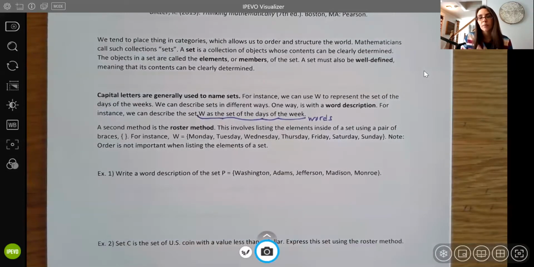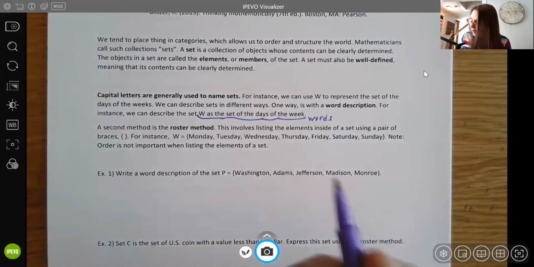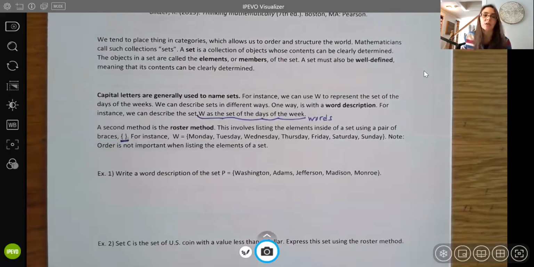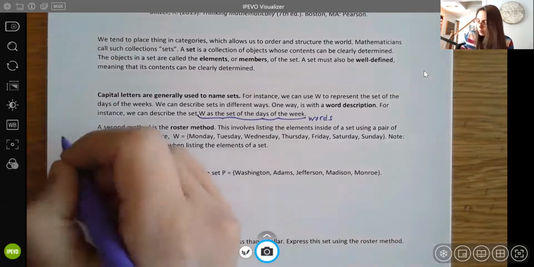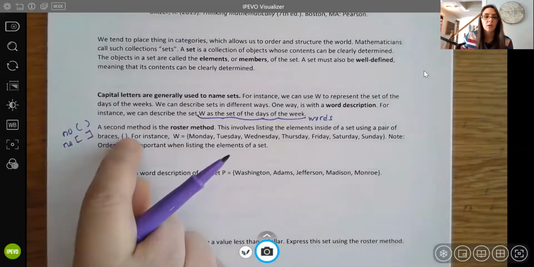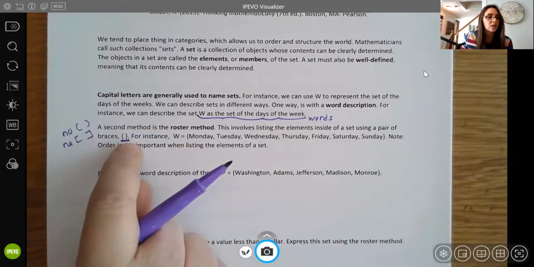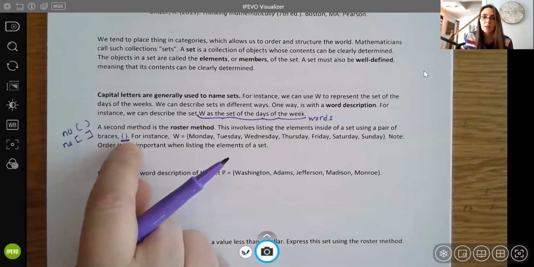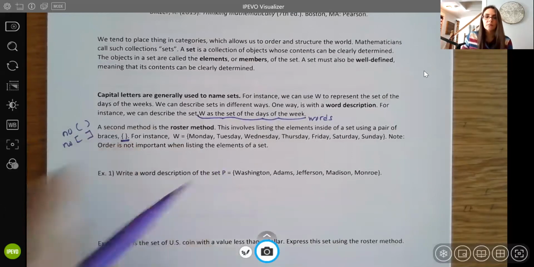A second method, which is much more common, is called the roster method. The roster method actually lists the elements in the set. When we're talking about sets, we use this specific notation, these curvy brackets called braces. When we do have sets, you want to be careful. We do not use parentheses, no brackets like this. We use these squiggly ones called braces to define a set. So that's really important that you use the correct notation.